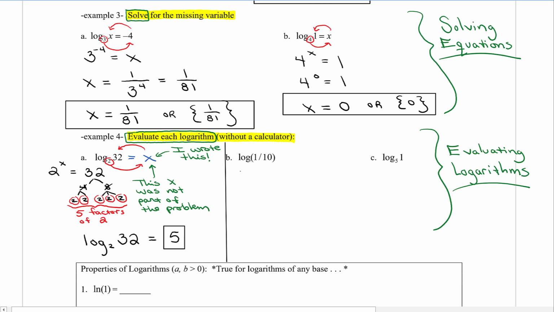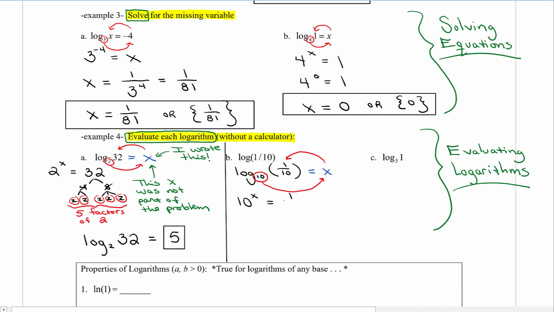Example 4b, log of 1/10. So I'm going to rewrite this as the log base 10 of, open up a set of parentheses, 1 over 10, close the parentheses, and then once again, I'm going to write it equals x because that's going to make it easier for me to write this in exponential form. I'm going to circle the 10 in the base, point it at the x, and then from the x, point an arrow towards the 1/10.